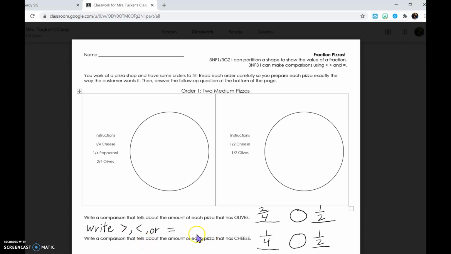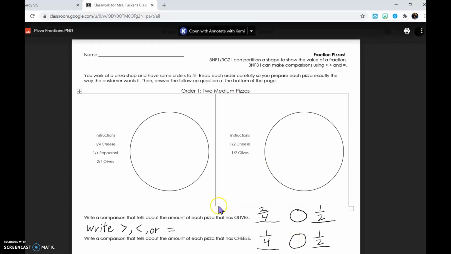Then you need to compare the fractions for cheese. So there's 1/4 cheese on this one and 1/2 cheese on this one. So you need to tell me, is 1/4 greater than, less than, or equal to 1/2?